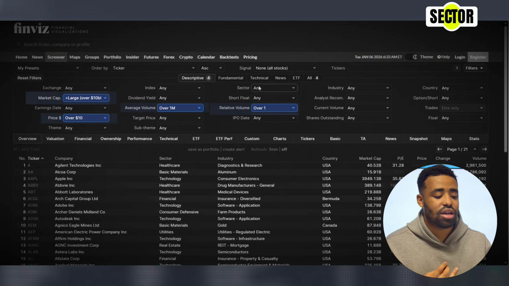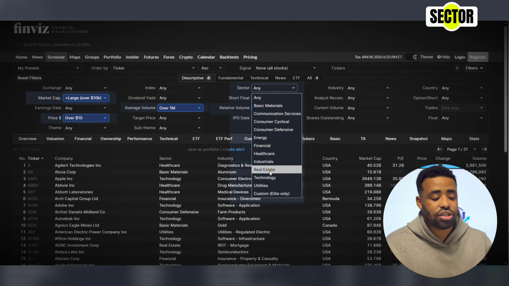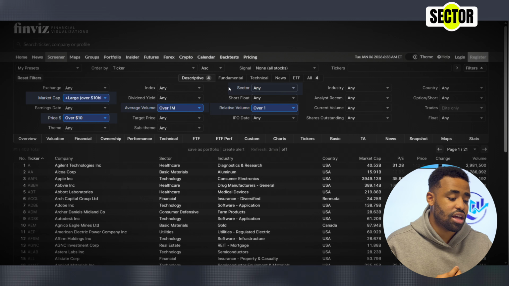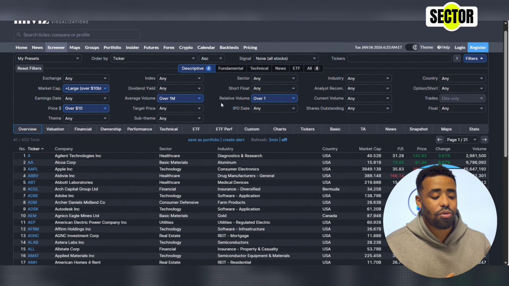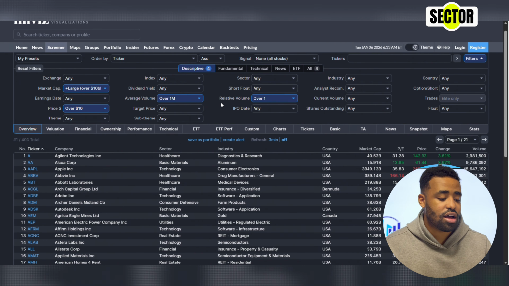And lastly, I pay attention to sector. If I'm being honest, I don't hard filter this every single time, but I always check it. If money is flowing into a sector, I want to be trading names in that specific sector. A good chart in a weak sector can fail, and a decent chart in a strong sector has way better odds in my opinion.